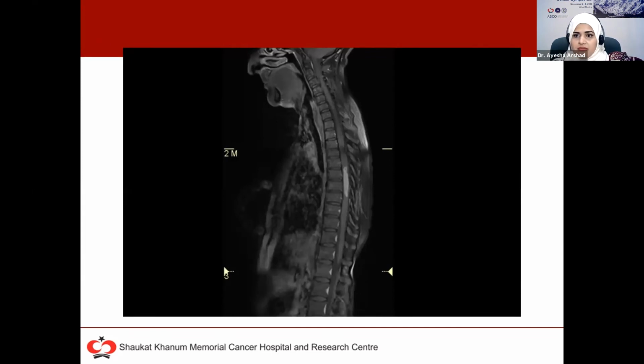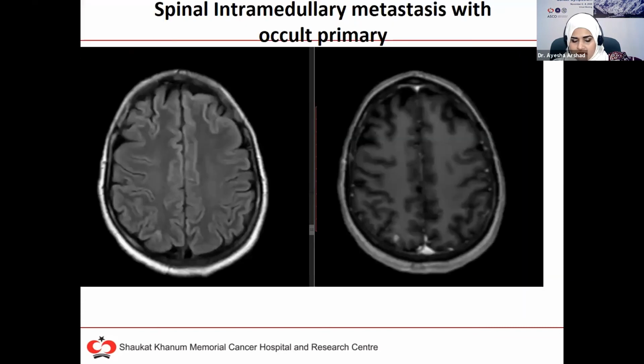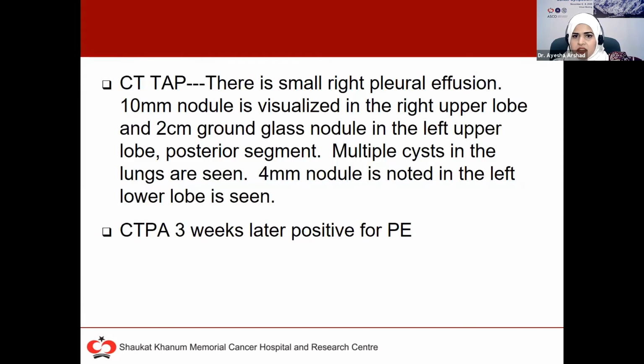So they asked for MRI whole spine and brain. This is the MRI brain. And they also asked for CT-TAP just to exclude any other problems going on. The CT-TAP showed right pleural effusion, some nodules in the right lung, in the left lung, and multiple cysts. However, in the MDT discussion, it was pointed out it might be pulmonary embolism, which was confirmed 3 weeks later on CTPA, and the patient was started on anticoagulation.